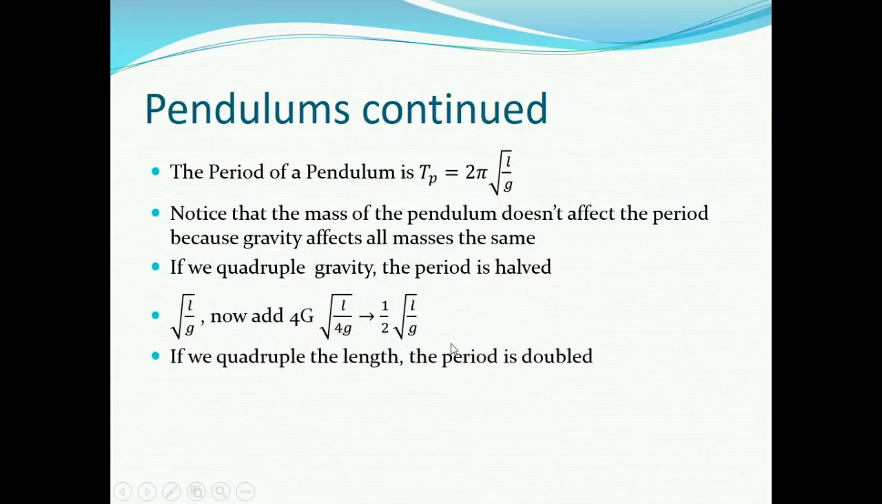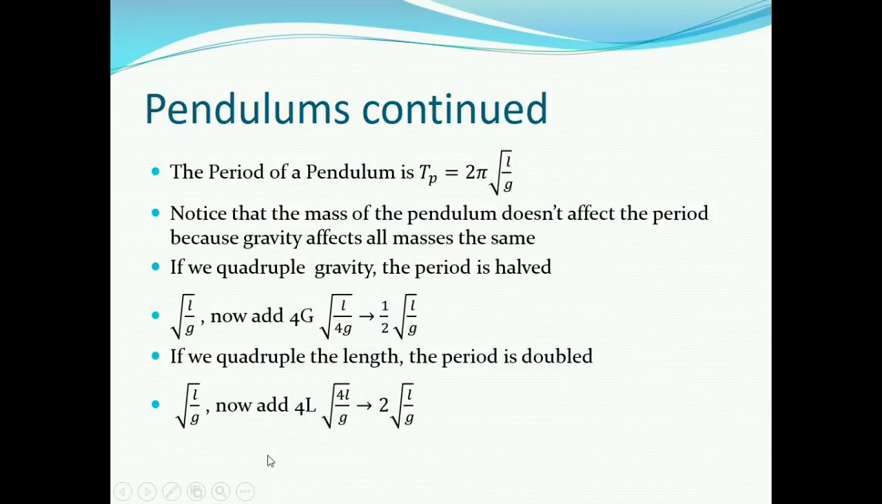So if we quadruple the length, the period is doubled, and I'm sure now you know how to do this. We compare it with the original, so let's just have the square root of L over g. And now we put in 4L for the length, so we quadruple the length. Then if we take the square root of this 4 here, we pull it out and we get a 2. And so we get 2 times the square root of L over g, and this is double the period of when it was 1L.